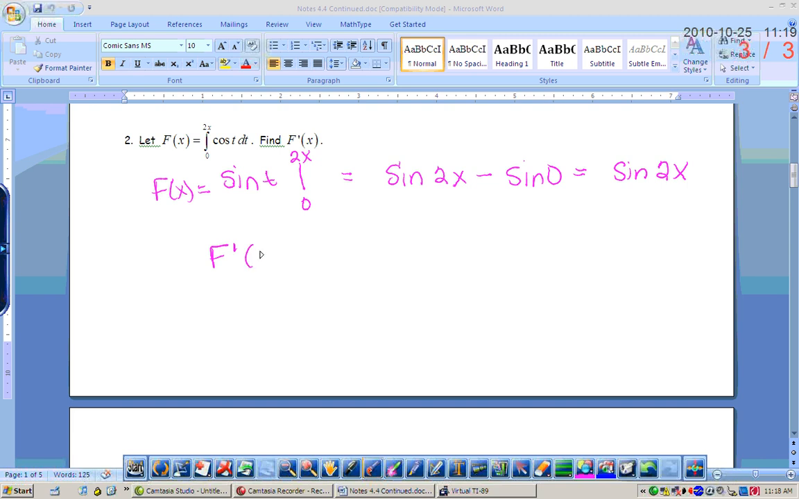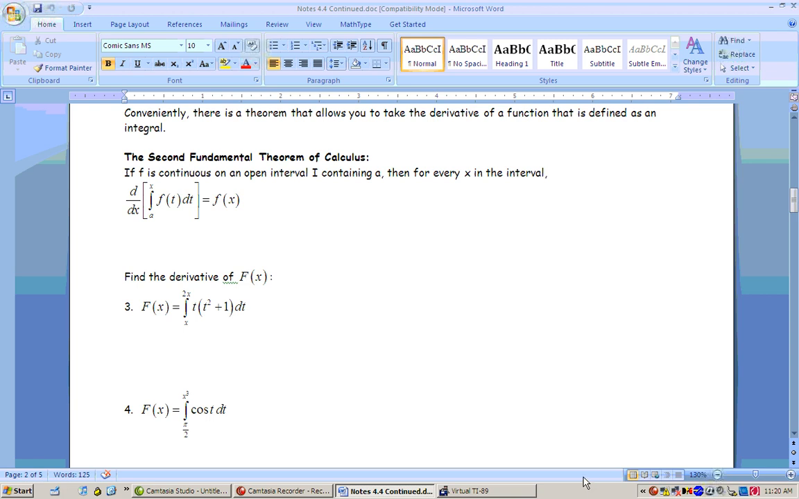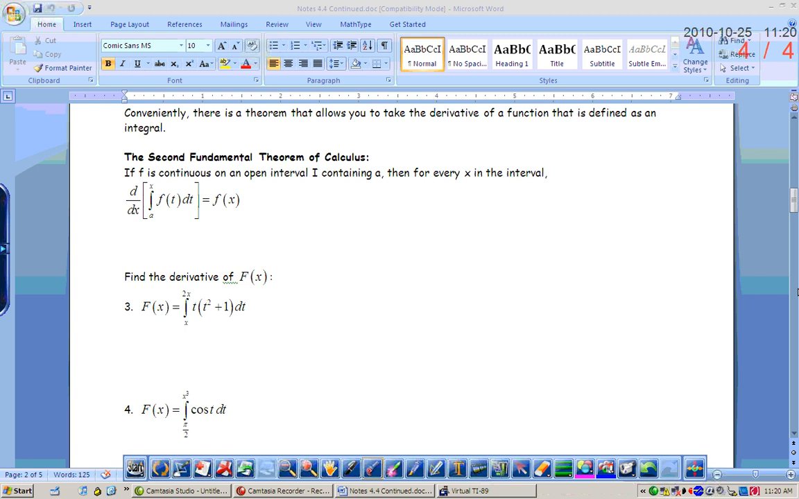And I'm looking for big F prime. Okay, it's been a while since we've taken the derivative. What's the derivative of sine 2x? 2 cosine 2x. Okay, so that is what my answer is right here. Fortunately, there is a shortcut, and that is called the second fundamental theorem of calculus. Fortunately, there are only two fundamental theorems of calculus, the first and the second. So we're done with the fundamental theorems of calculus.